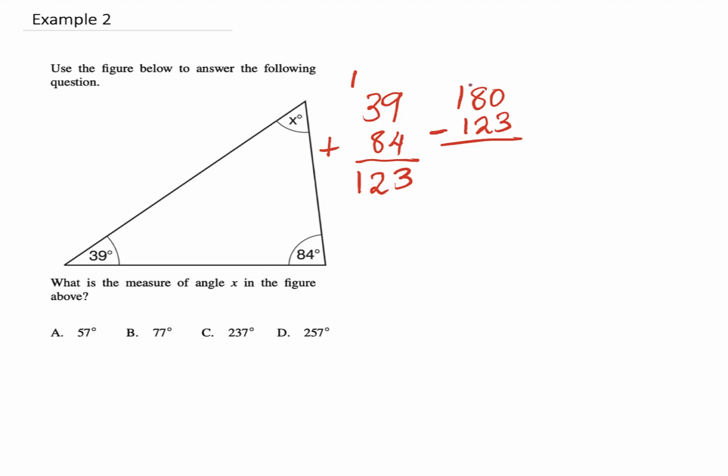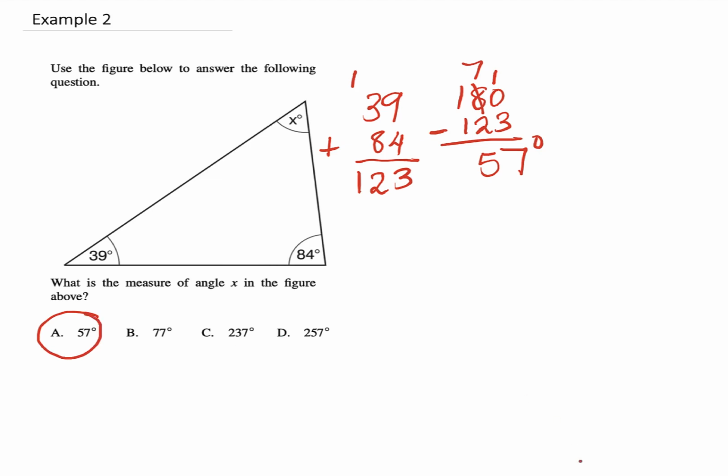I can't take 3 from 0, so I'm going to borrow. 3 from 10 is 7. 2 from 7 is 5. 1 from 1 is 0. So my answer for X is 57 degrees. So my answer is A.